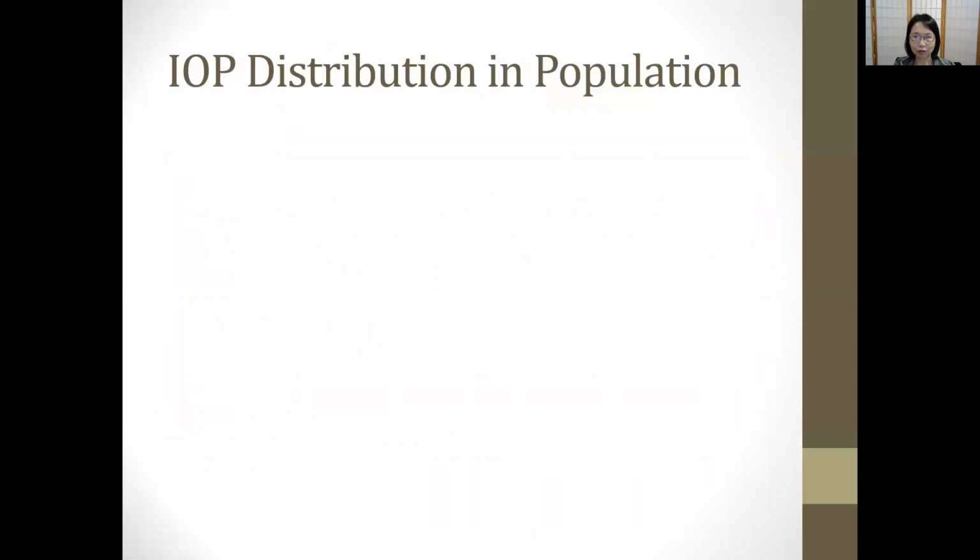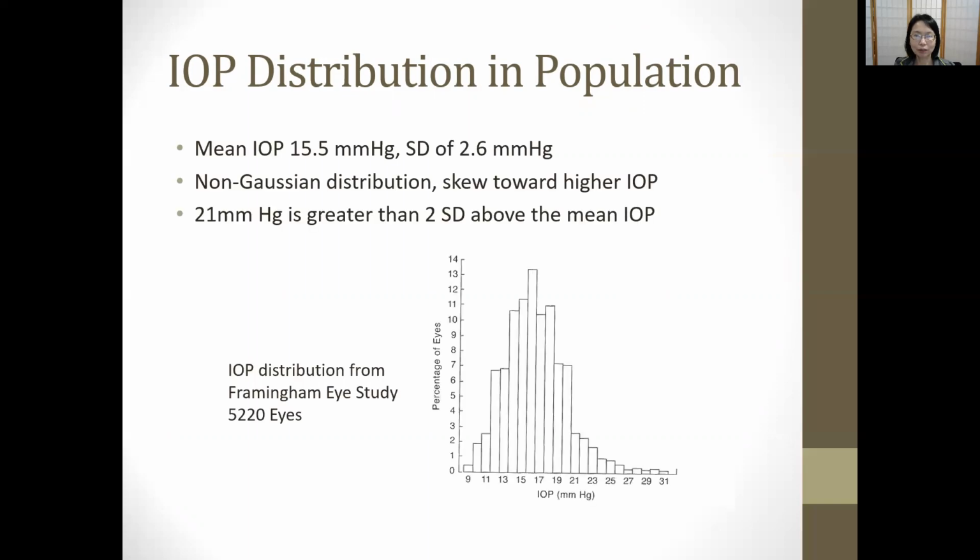Now that you know how to measure pressure, let's see how IOP distributes in the population. So you may know that the mean IOP is around 15.5 millimeters of mercury, and the standard deviation is 2.6 millimeters of mercury. However, as you can see in this graph here, the distribution is non-Gaussian and is skewed toward higher IOP. 21 millimeters is greater than 2 standard deviations above mean IOP, and that's why 21 has been considered the cutoff value.